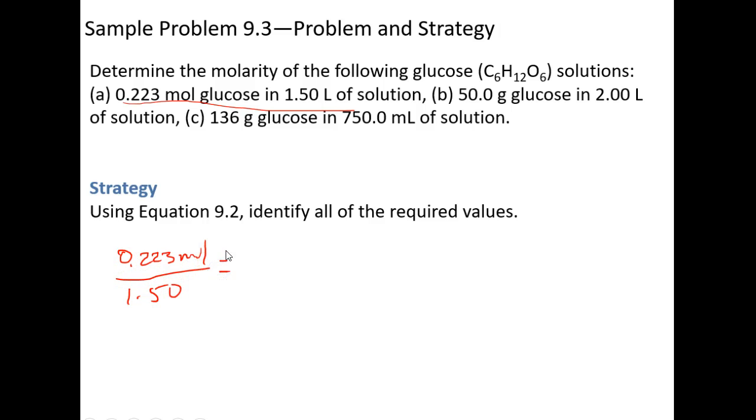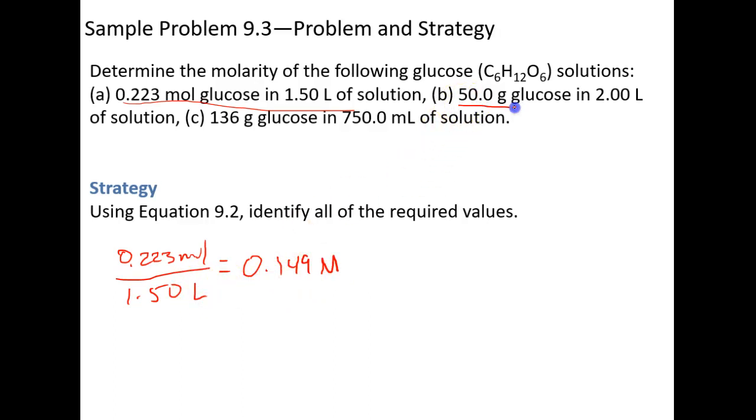And again, let me do this for you, even though it is on the next pages. Divided by 1.5, you get a molarity of, with 3 sig figs, 0.149 molar. Capital M, or the word molar, means moles per liter. That's a liter down there.